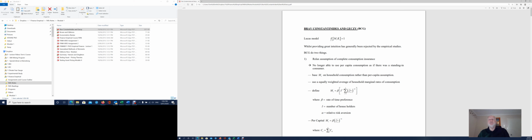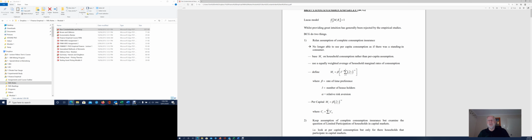So what Brav, Constantinides, Geczy do is test the Lucas model, but they relax the assumption of complete consumption insurance. Therefore, they base the M on individual people's marginal rate of substitution, and they sum up over individuals. So those are the two specifications. This is going to be equation 4, and this is going to be equation 9 in the model here.